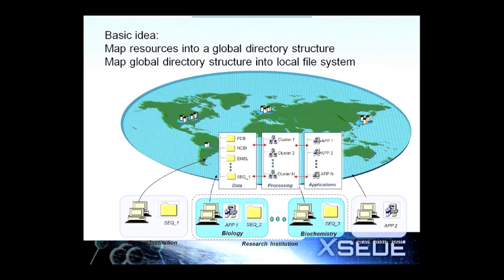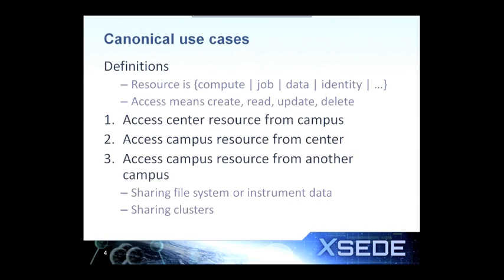So this picture is trying to show that we can map in data resources, or in fact processing resources or applications, whatever we want to map in. That's the basic idea, and we imagine this being used in three typical ways, particularly in campus bridging.